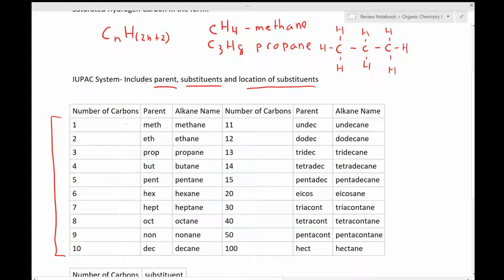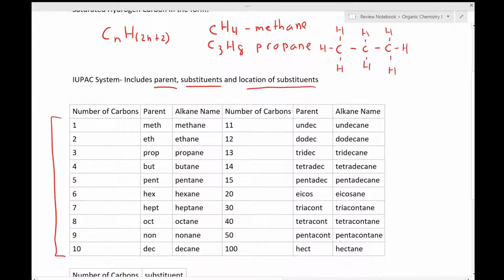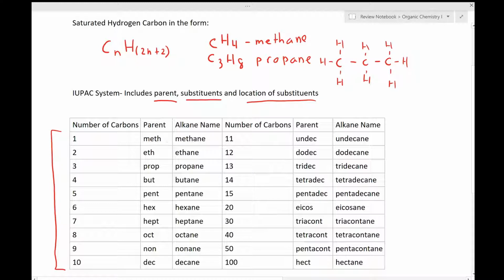If we have 1, it's meth, 2 is eth, 3 is prop, 4 is but, 5 is pent, and then this is kind of like the sides in geometry class: hex, hept, oct, non, and dec. So for example, if we had 1 carbon, we would have methane. If we had 5 carbons, 1, 2, 3, 4, 5, that would be pentane.